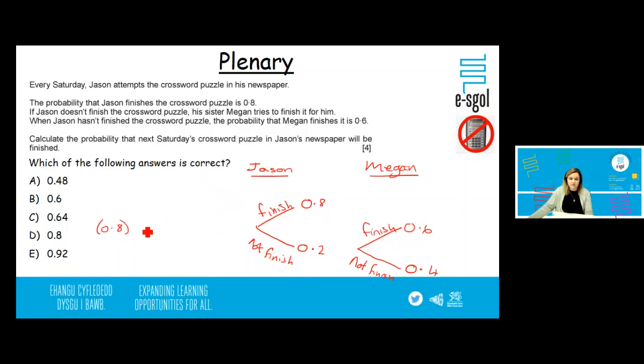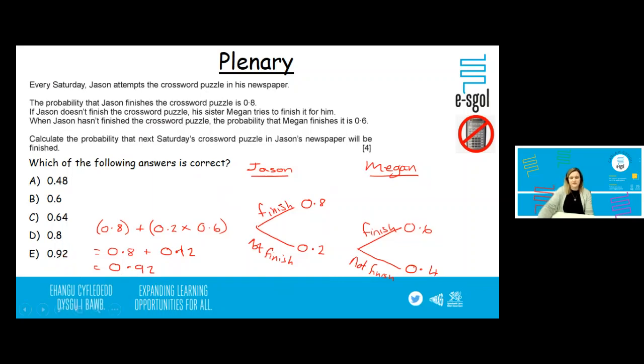So that would be the first probability. And we would then need to add the probability of Megan finishing it. Now for Megan to finish it, it would mean that Jason did not finish it, so 0.2. And then multiply that by the probability of Megan finishing it, which is 0.6. So this was the calculation you needed to do here. So 0.8 add 0.12. And then when you add those together, you get 0.92.